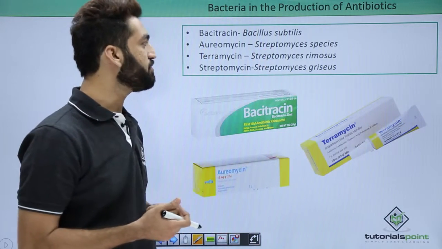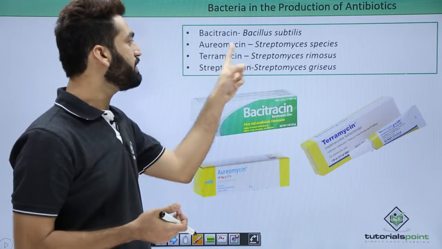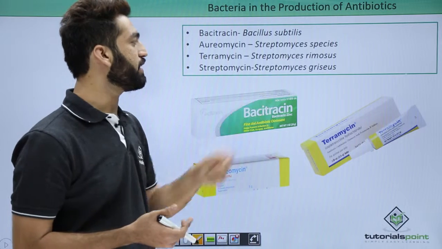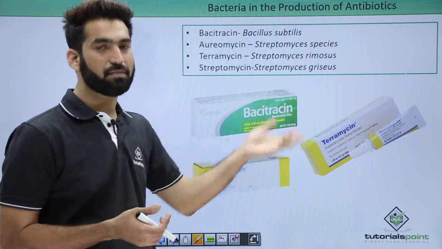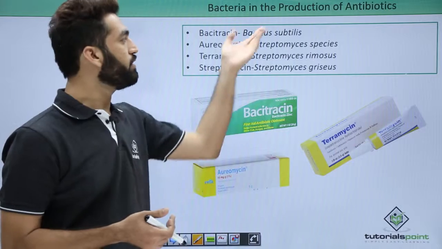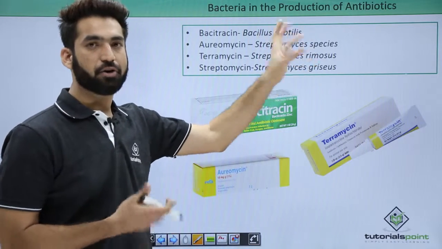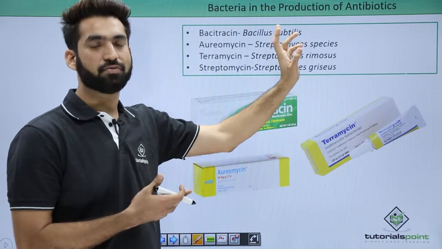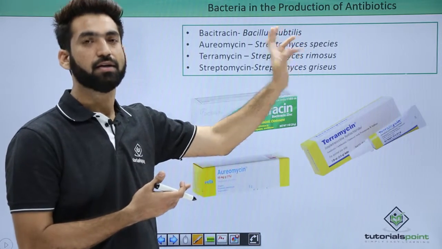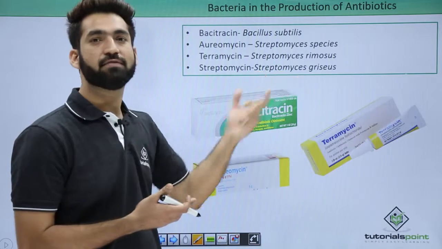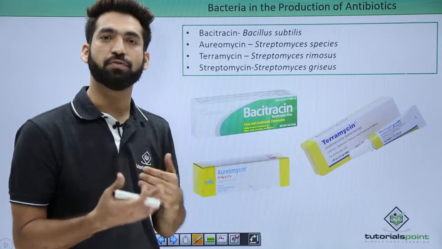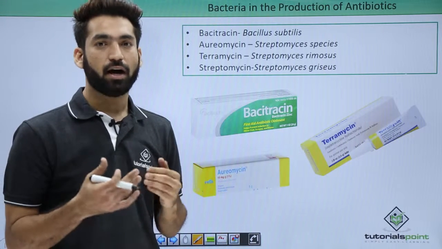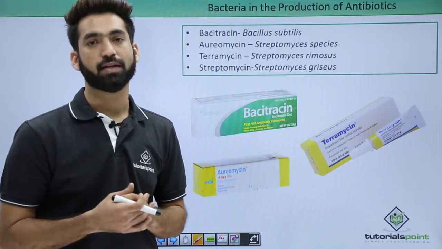Aureomycin has been produced by Streptomyces species. Terramycin is again by Streptomyces ramosus. You have streptomycin, again by Streptomyces griseus. So there are some antibiotics listed which are being produced by these bacteria. The questions will be asked like, that particular antibiotic is prepared by which bacterial strain. You will have to name that particular bacteria. Streptomyces is one of the genera of bacteria which produces most of the antibiotics. In the next section, we'll be discussing how bacteria are required for some other uses.